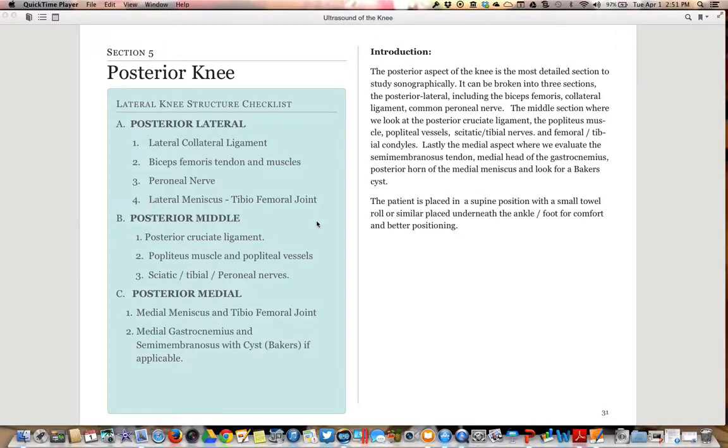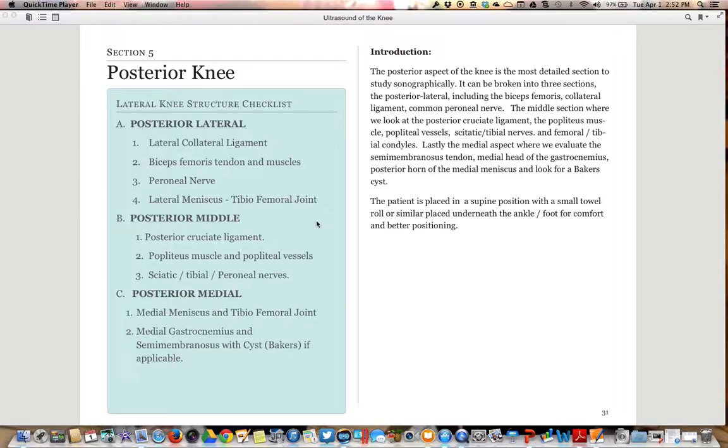We will next look at the posterior knee. We break the posterior knee down into three different aspects: the posterior lateral, the posterior middle, and the posterior medial. We'll talk about each aspect individually and go through the scanning techniques and sonoanatomy of these regions.